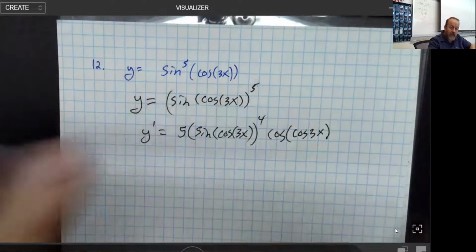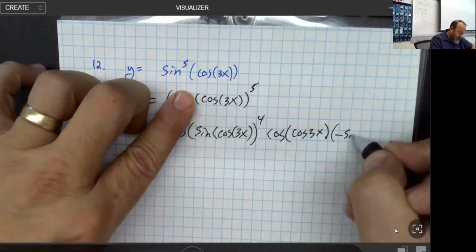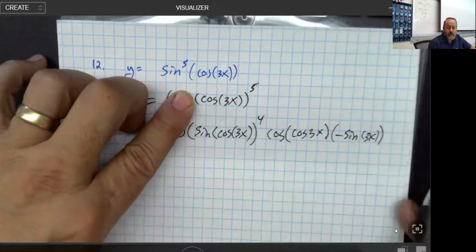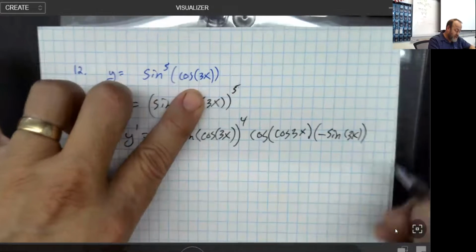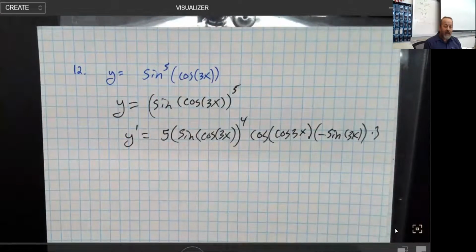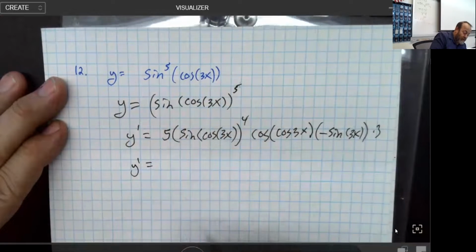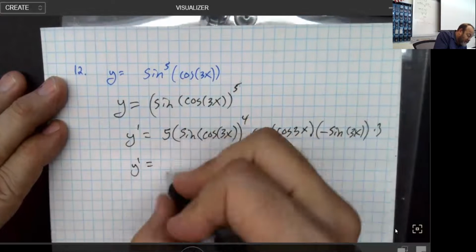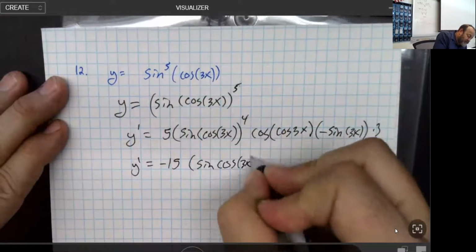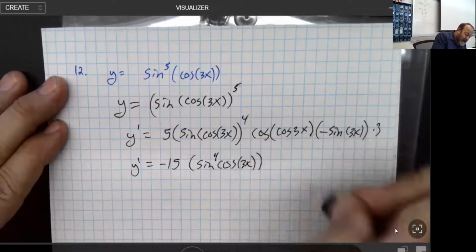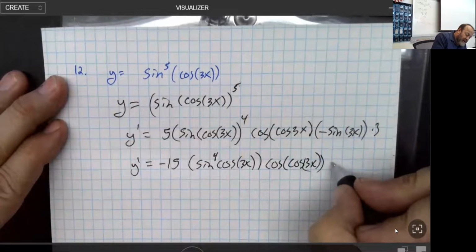Then I've got to go into here and take the derivative of the cosine, which gives me a negative sine of 3x. And holy smokes, it never ends. Then I have to go all the way to the inside and take the derivative of 3x, which gives me 3. Look at all of that stuff. That would be my answer. So I would probably do one very small thing. I'd probably pull the 3, the 5, and the negative out in front. I'm going to express the sine of the cosine of 3x quantity to the 4th power. I've got the cosine of the cosine of 3x and the sine of 3x.